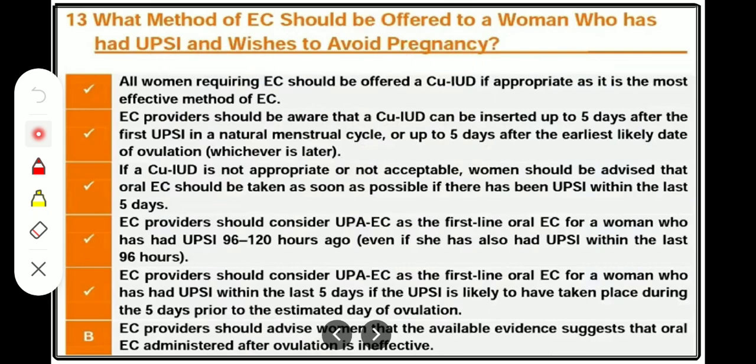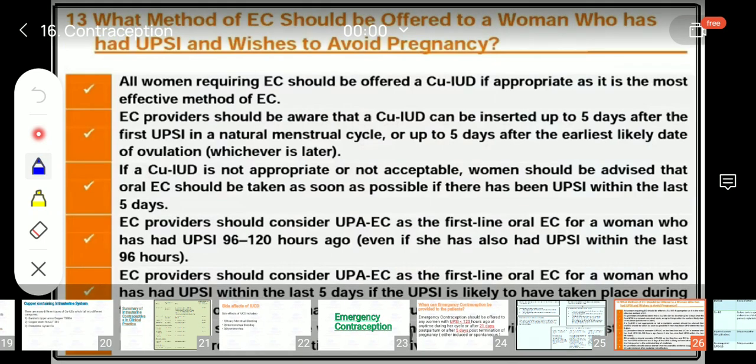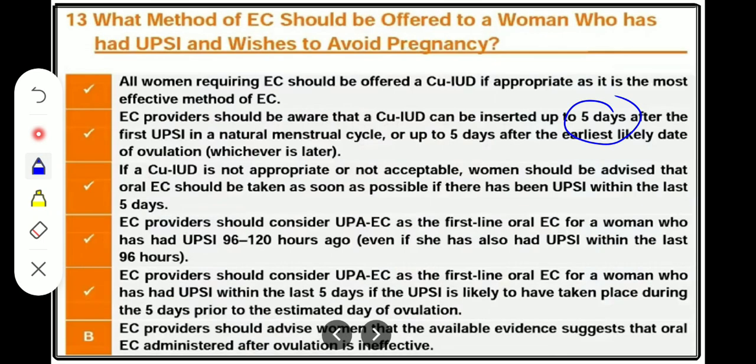Now, the FSRH guideline says something about the method of emergency contraception. What method of EC should be offered to women who have had unprotected sexual intercourse and wish to avoid pregnancy? All women requiring EC should be offered a copper IUCD. So copper IUCD is the most effective method, okay? It is very important that it can be inserted up to 5 days. But it is written that usually women do not accept the copper IUCD. It is not acceptable for most women. So in that case, oral EC tablets are taken.